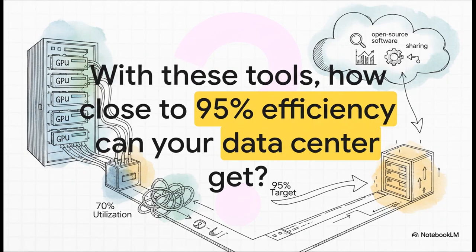And that brings us right back to where we started. We identified that big gap between a typical 70% utilization and that target of 95%. So now, armed with this amazing open source toolkit for monitoring, automation, and sharing, the real question isn't just, is it possible? The real question is, how close can your data center get?